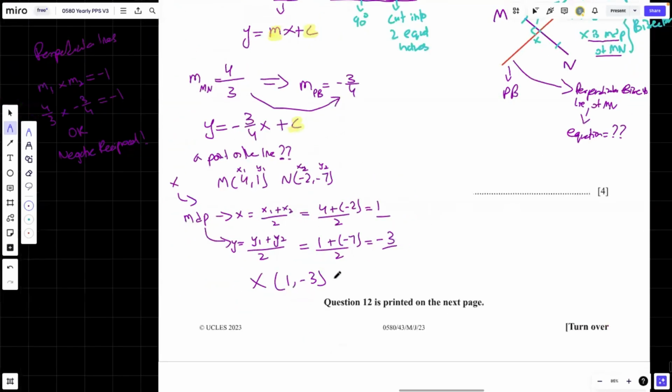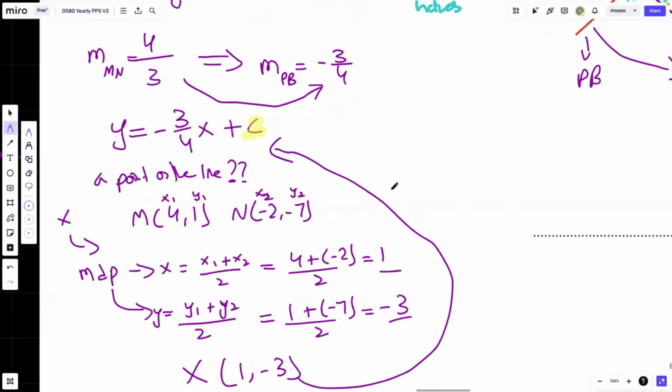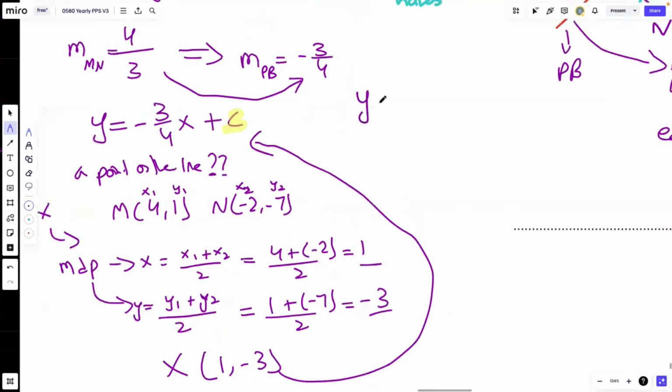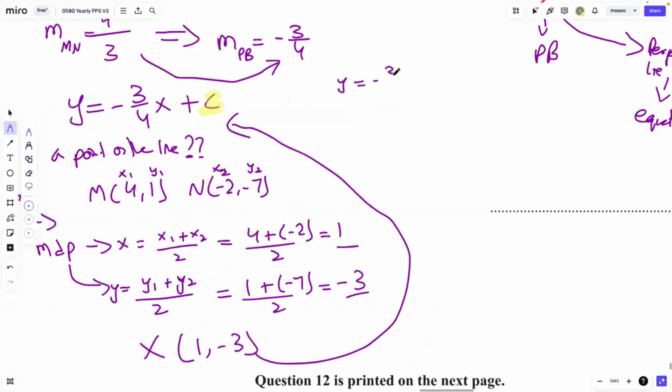Now we have a point as well. We can place it in this equation to find out C. It's going to be y equals -3 over 4 x plus C. Then we place the point (1, -3). So that's -3 equals 3 over 4 times 1 plus C.